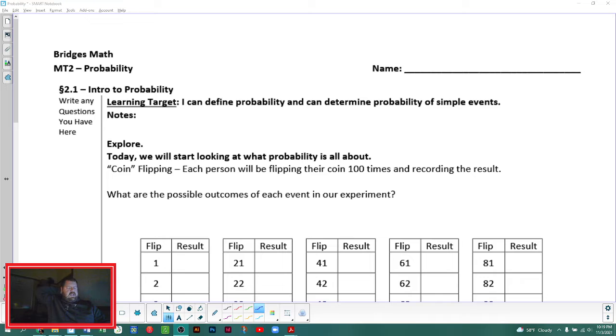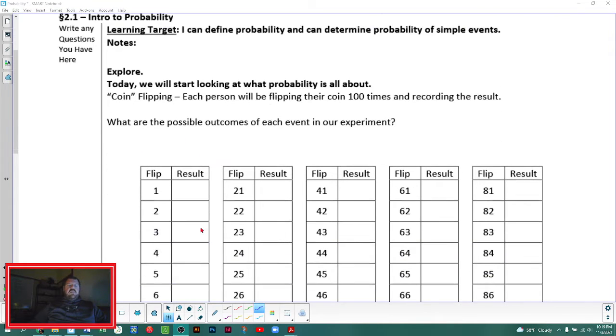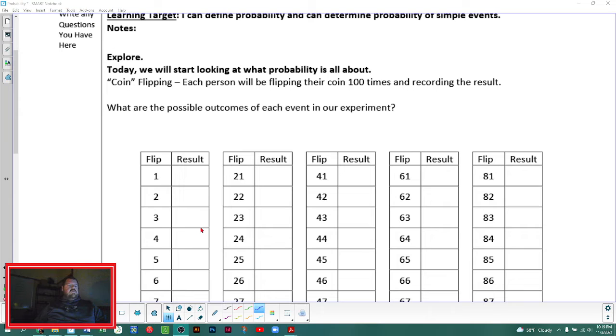The first thing that we did in class is we did an experiment. We flipped a coin 100 times. I would urge you to try the same thing. Try to do it yourself, okay? Even if you have to tell Siri to flip a coin and just keep doing it 100 times, record the result that you get.